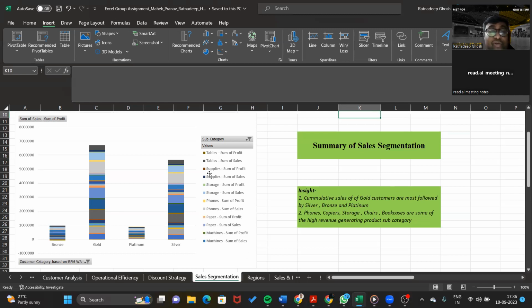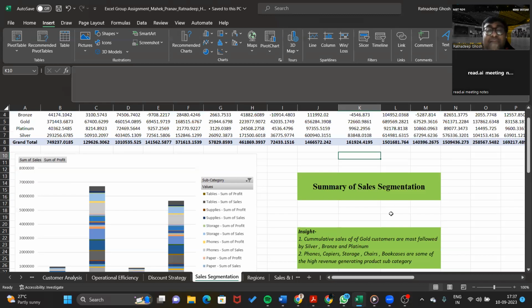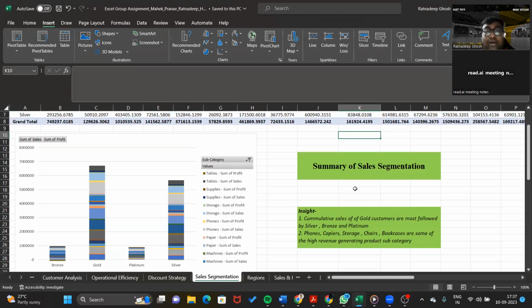Next, going into the category, since we have divided all the sales numbers according to the category, the subcategories of the products which are sold. Here are a few of the top categories in terms of generating the maximum sales. The first being the phones, the copier, storage, chairs, bookcases are some of the high revenue generating product subcategories.